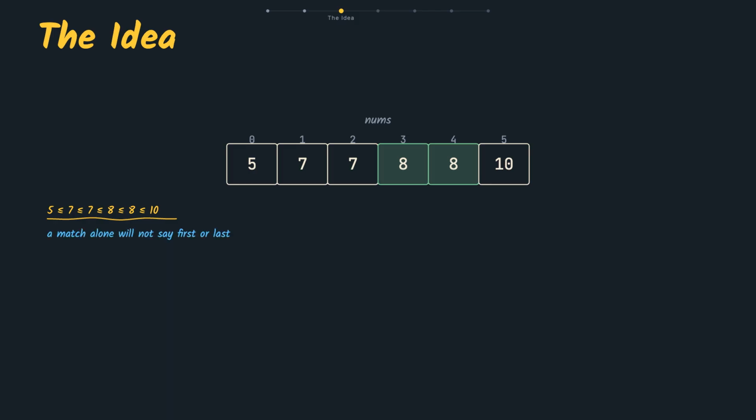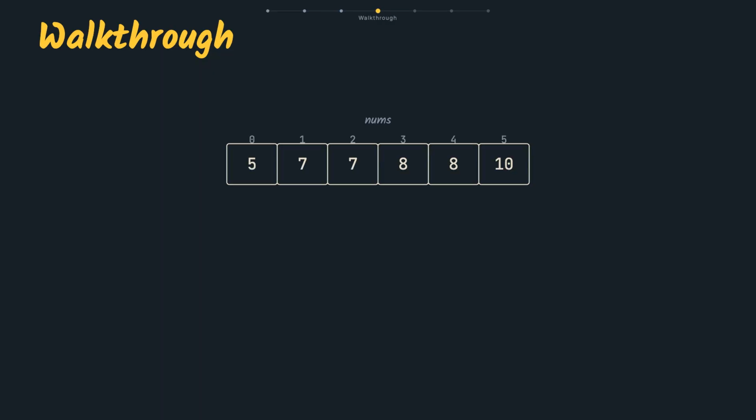You might think one binary search is enough. Watch out. Finding an 8 does not tell you whether it's the first one or the last one. So the rule is, when we hit the target, we save that index, then keep searching toward the boundary we care about. Let's trace the left boundary first.